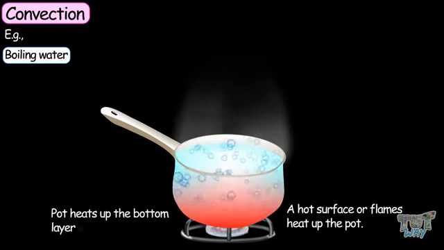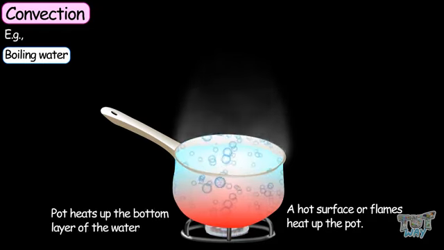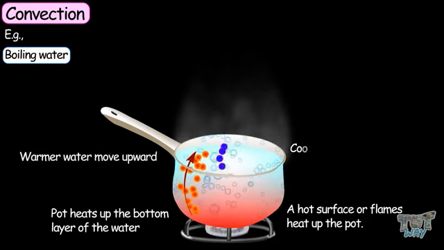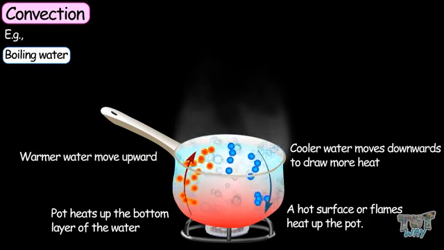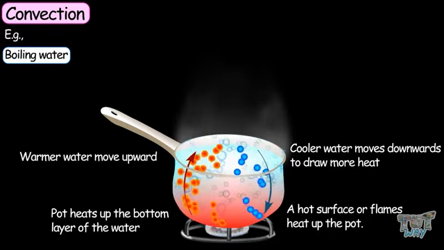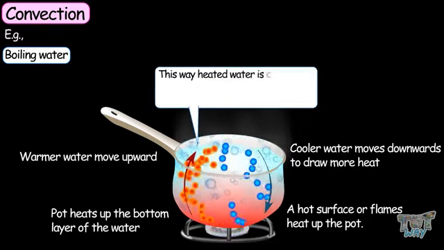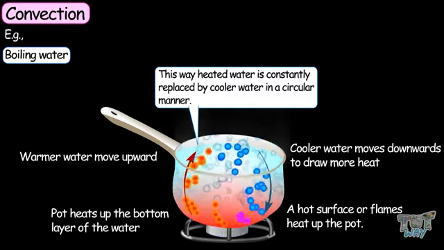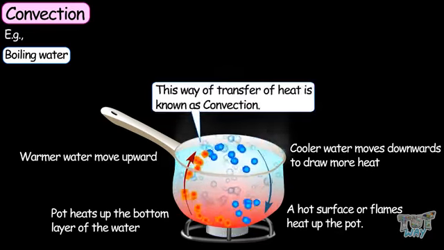Heat transfers from the bottom layer of the pot to the bottom layer of the water. The warmer water moves upwards, and the cooler water moves downwards. And this cycle continues this way. Heated water is constantly replaced by cooler water in a circular manner. This way, a transfer of heat is known as convection.